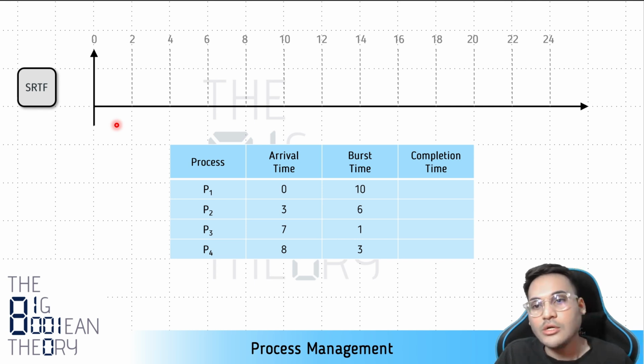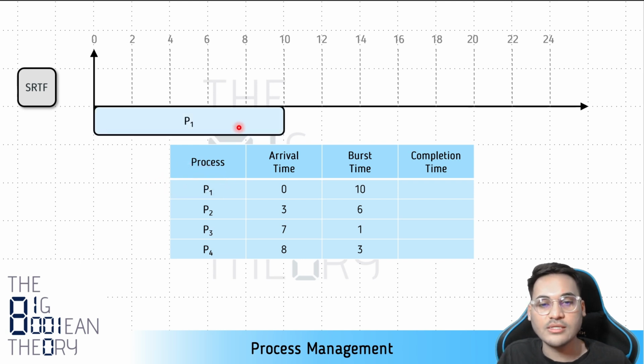Here you can see I have written down the policy, that is SRTF, short for shortest remaining time first CPU scheduling policy. This is the policy that we are going to follow, and this is the data for the processes. So let us start the execution. At the very beginning, at t equals 0, process P1 enters the system. You can see process P1 arrives in the system and it has a burst time of 10 milliseconds.